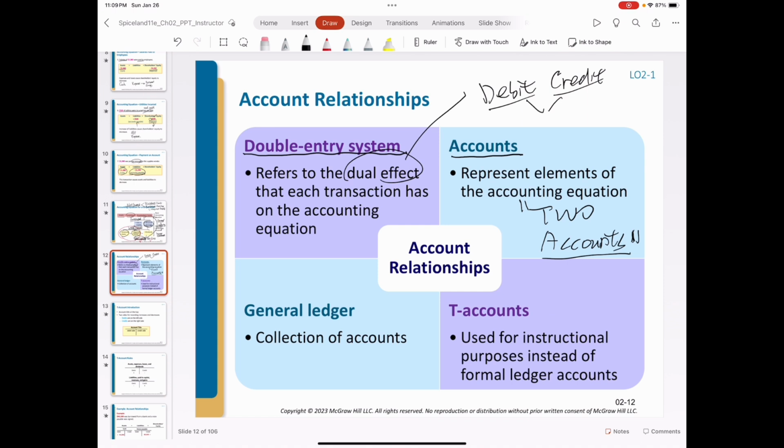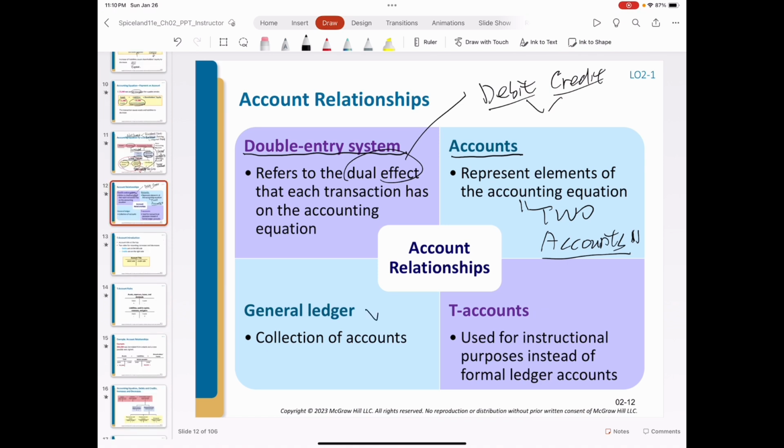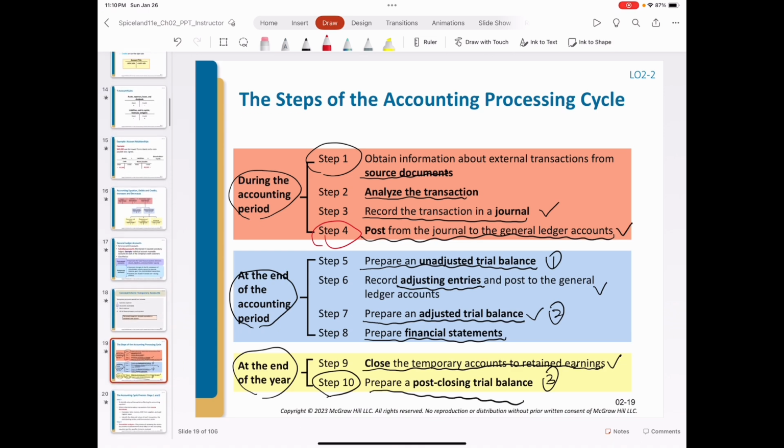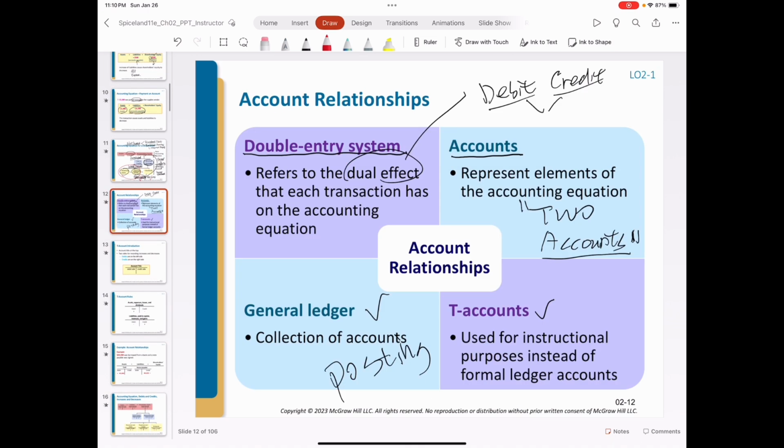Now I just stop here as part of transaction analysis. The general ledger and T accounts I will introduce later. And the general ledger and T accounts are related to the posting, or step 4. Now we focus on the transaction analysis to reduce confusion. I will go back to these slides later.